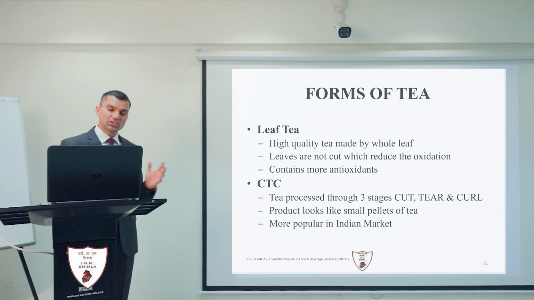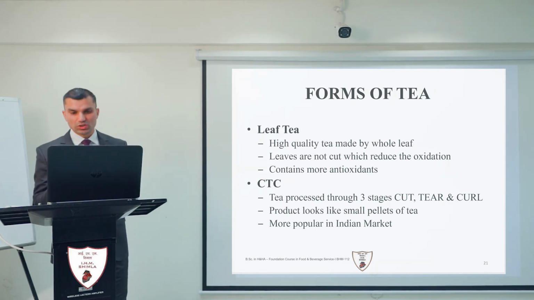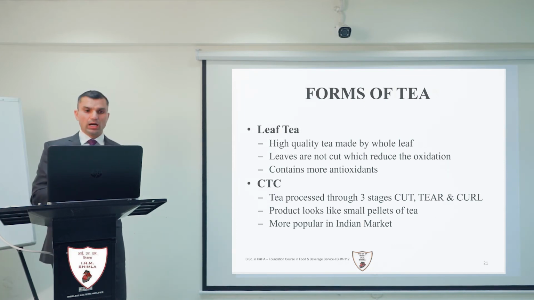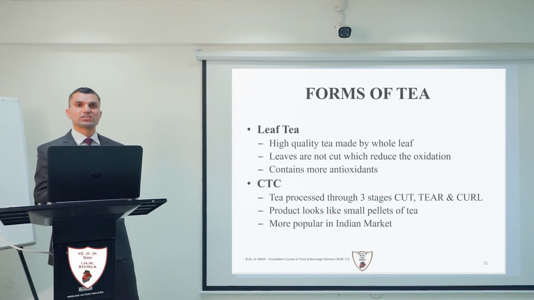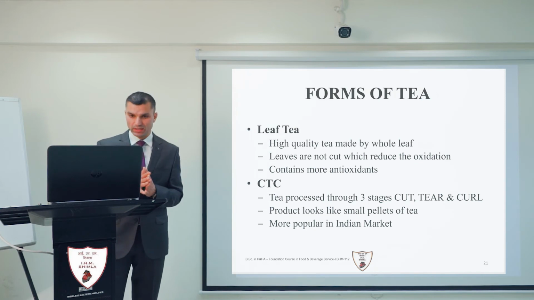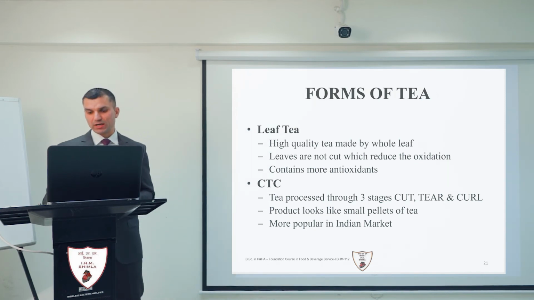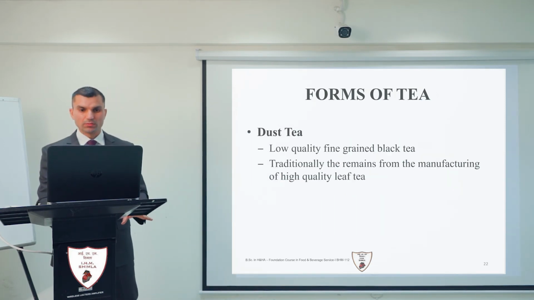The second is CTC. This particular tea is processed through 3 stages, which are cut, tear, and curl. And the product which is produced from this process looks like small pellets of tea. And this is more popular in the Indian market. You can find it in the Indian market a lot.